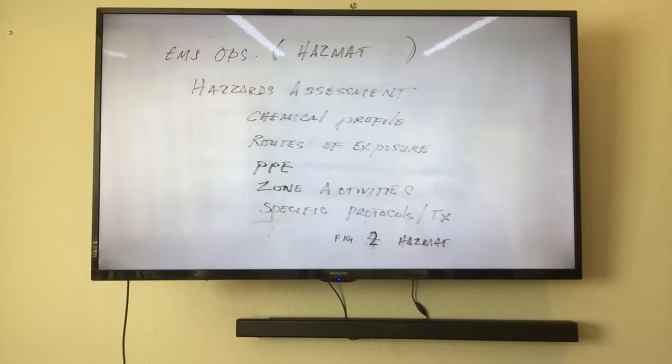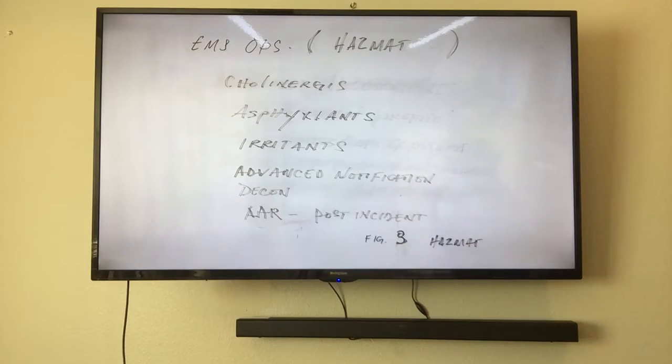The other ones are treatment protocols for the medical treatment of these casualties coming from the hazmat incident. And we may have specific antidotes and specific treatments that we would use. These are based on the type of hazmat materials or chemicals. We've learned a little bit. We have some cholinergics, asphyxiants, irritants.